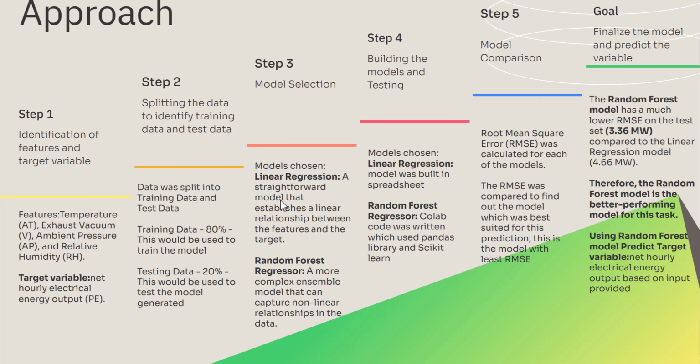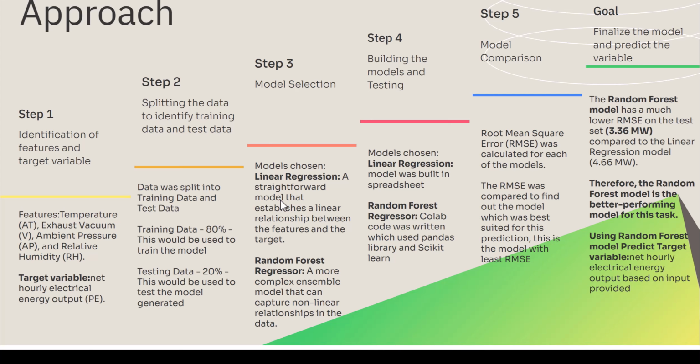And finally, after comparison, I found out that random forest model had a much lower root mean square error of about 3.36 compared to linear regression model, which had about 4.66. So therefore, random forest is a better model for performing this task. And then finally, I wrote one more Colab notebook to use the random forest model and to predict the target variable for any combination of input parameters. So now let me take you through the two models that I have built.